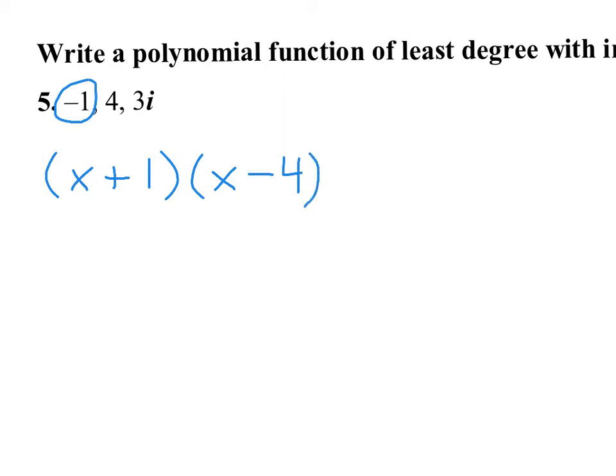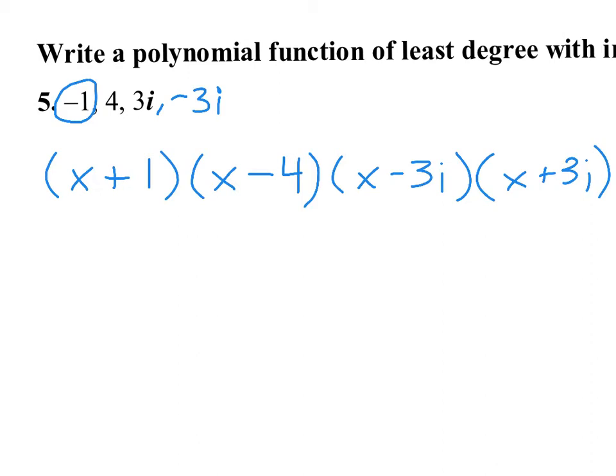In the last lesson, we were reminded that imaginary roots always come in pairs. So if they tell us 3i is a root, then the conjugate, which is negative 3i, also has to be a root because they never travel alone. Right, so I need x minus 3i and x plus 3i as well.